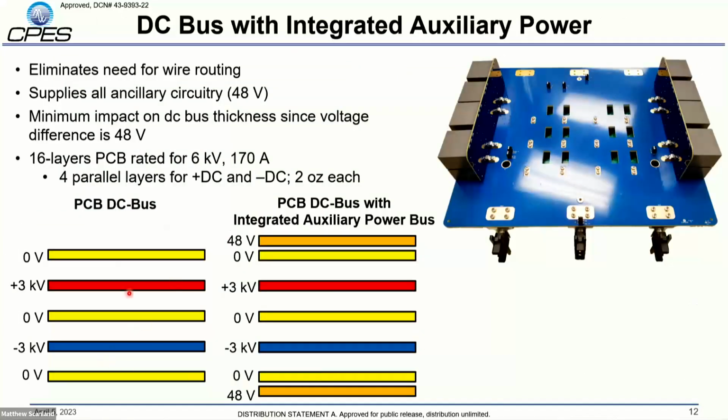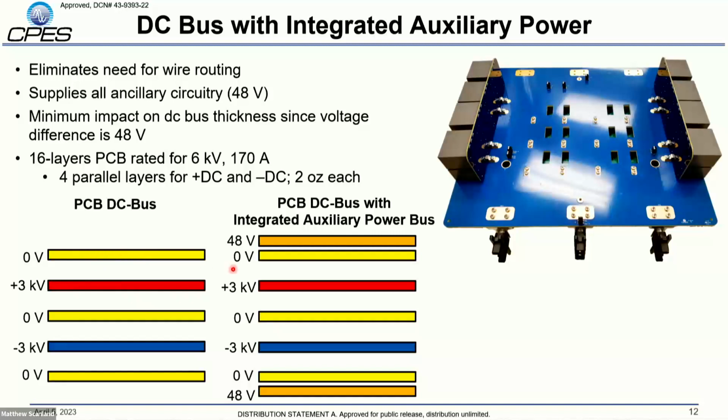So this is just a quick schematic of the PCB bus that we started off with for circuits. A reminder of the way that it was configured, having our plus DC and minus DC layers sandwiched between our midpoint layers, which are called here 0 volts, just because we're using that as a local ground.